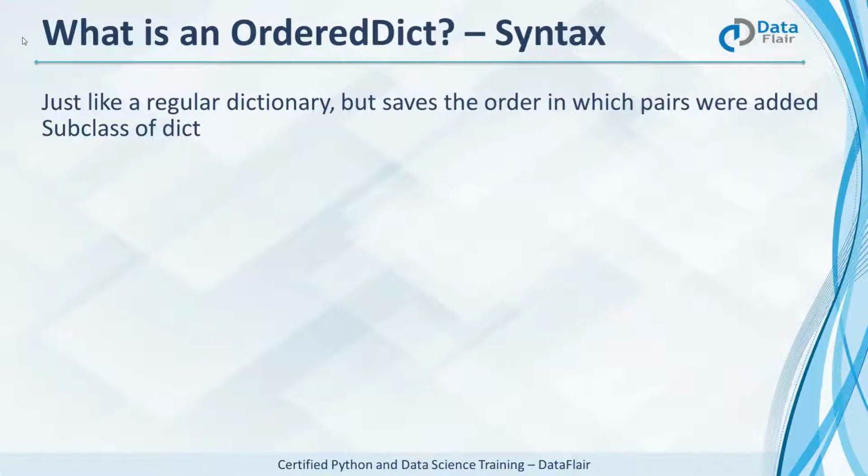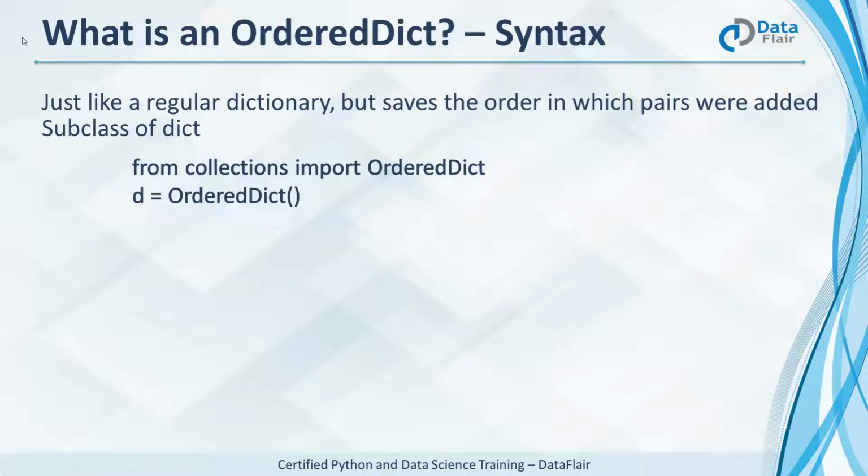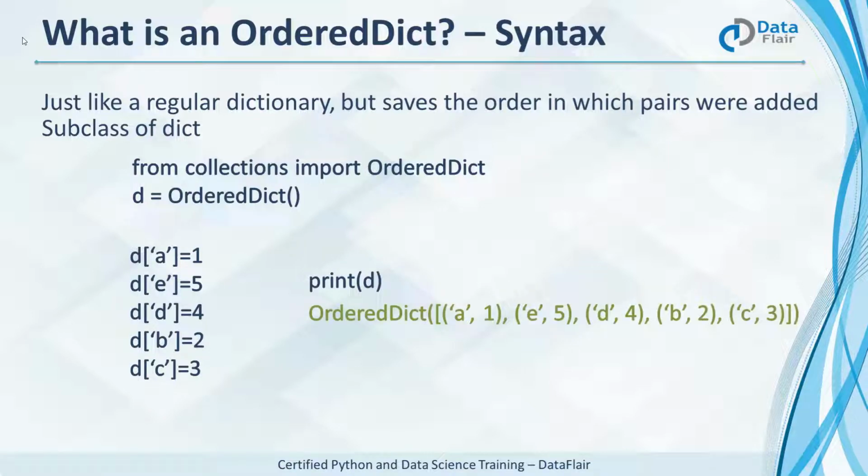An OrderedDict is one of the collections modules and is also a subclass of dict. This is just like a regular dictionary, but it remembers what order we add pairs to it in. We import it from collections. d is an OrderedDict. One by one, we add key value pairs to this dictionary. This is the OrderedDict we have now.